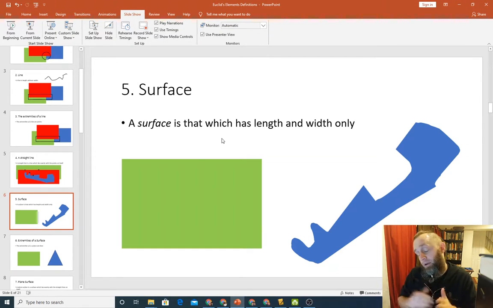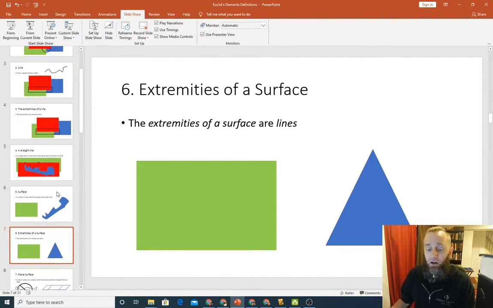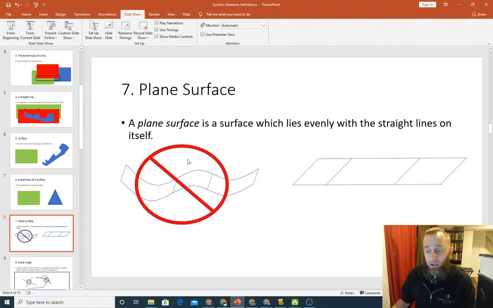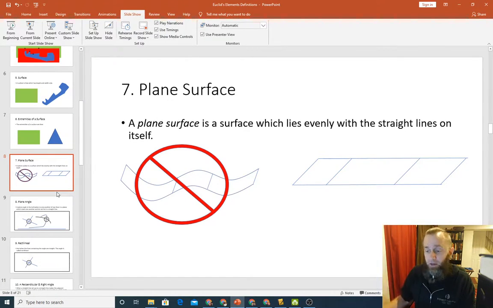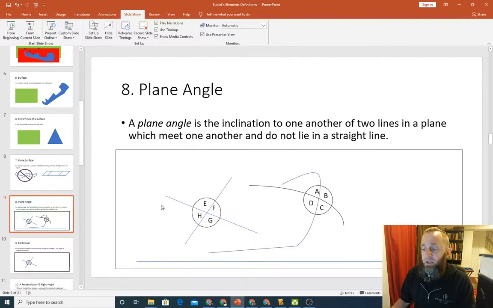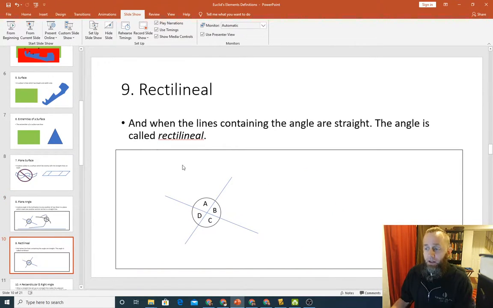So you take a point, you add length, you have a line. You take a line, you add width, you have a surface. And since the extremities of a line are points, the extremities of a surface are lines. Then we said a plane surface is a surface where all the lines lie evenly with all the other straight lines on itself, kind of following the pattern that we had with the straight line. We said then that a plane angle is just the inclination to one another of two lines that meet in a plane. That a rectilineal angle is a plane angle where the lines are straight.